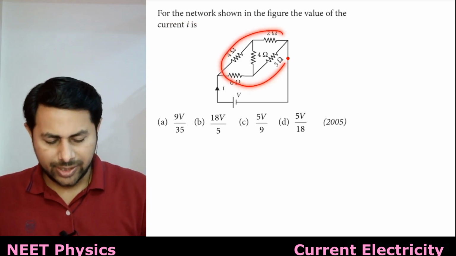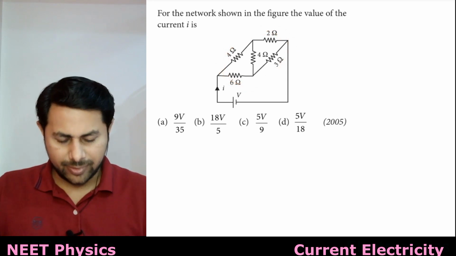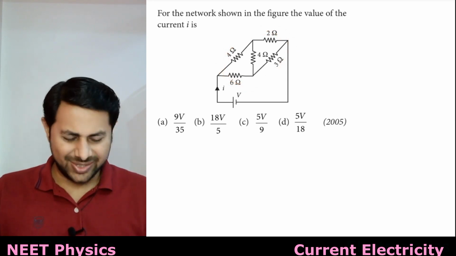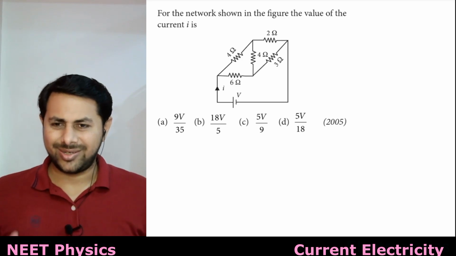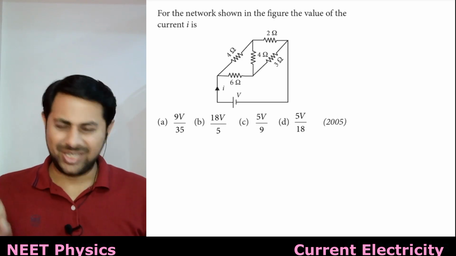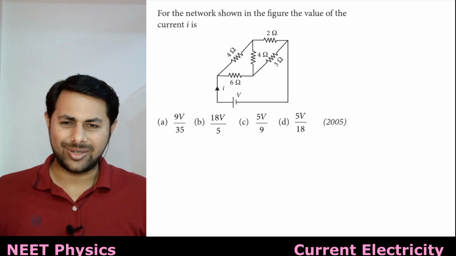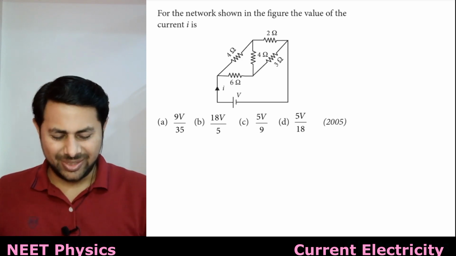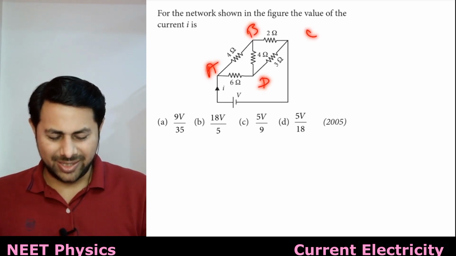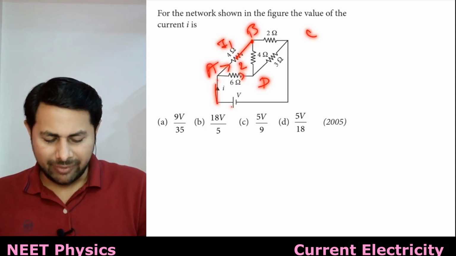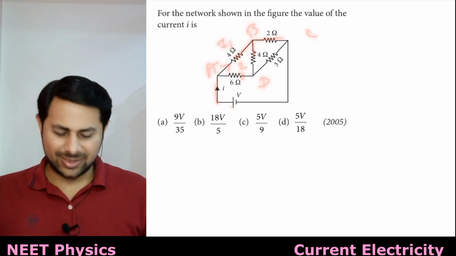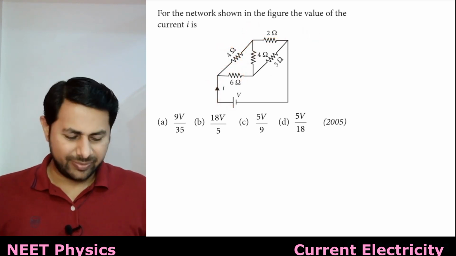Before that, check whether the bridge is balanced or not. Most of the times it is balanced only, so you don't need to do anything. Otherwise, what will you do? If the bridge is not balanced, then you will need to apply Kirchhoff's laws. Then you will write this is A, B, C, D. Then this is I, it will split in two parts, I1, I2. Again, that I1 will split in two parts. That business you will have to do.